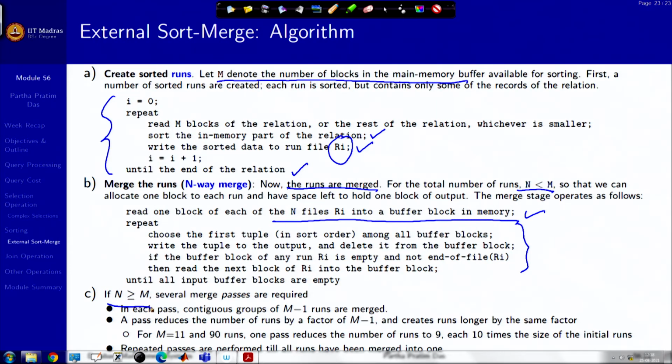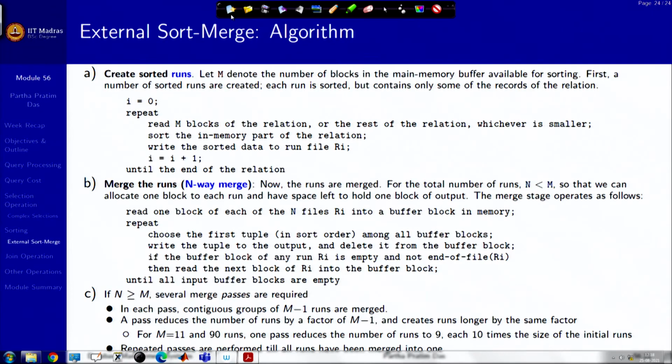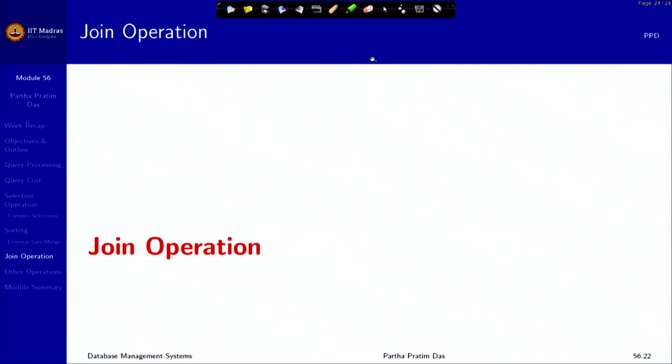If N is not less than M, that is, there are more runs than the number of blocks available, then you will again have to do it in groups and do multiple passes through them. That is a simple common sense extension, and that is the way you can sort externally and efficiently any large relation. It is going to be very time consuming and costly, but in case you need to do that, you will have to do this.